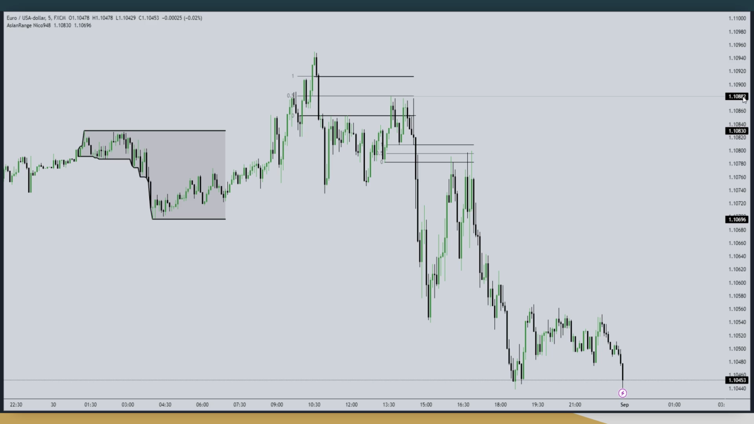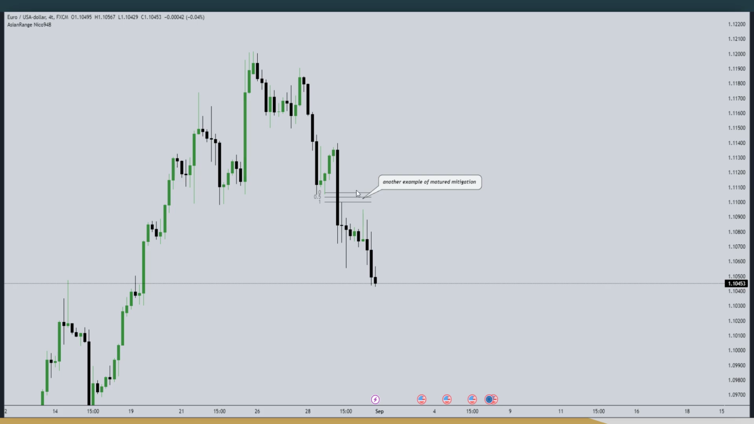It's 0.1 pip below this, so you can see precisely the high gets formed 0.1 pips above this. So you can see the first example, the second example, and overall here you have another example, and this overall is a mitigation move. This will be useful later.